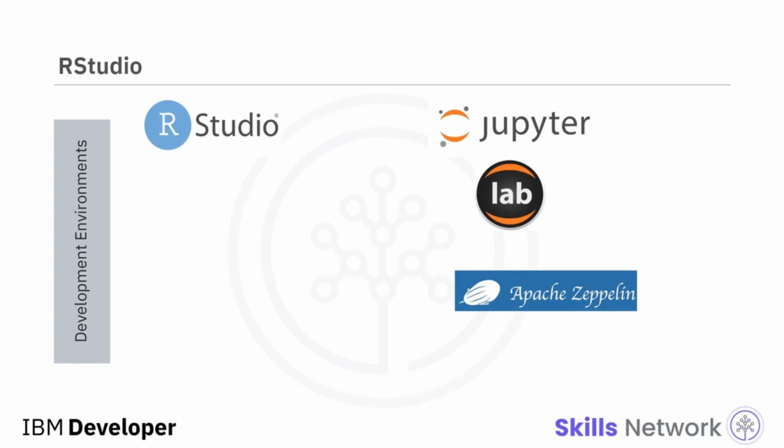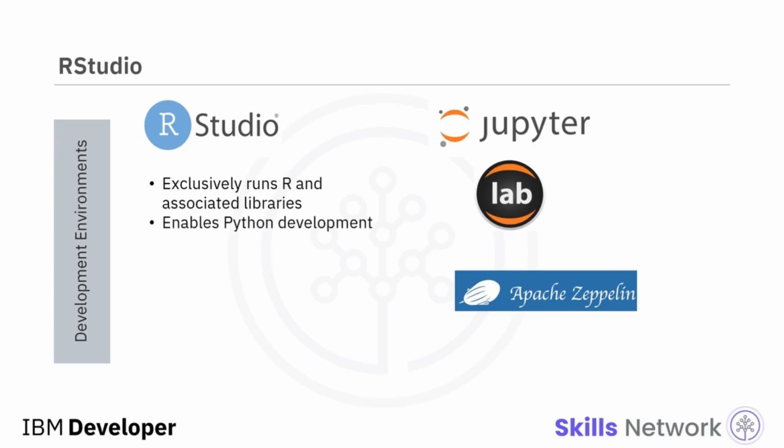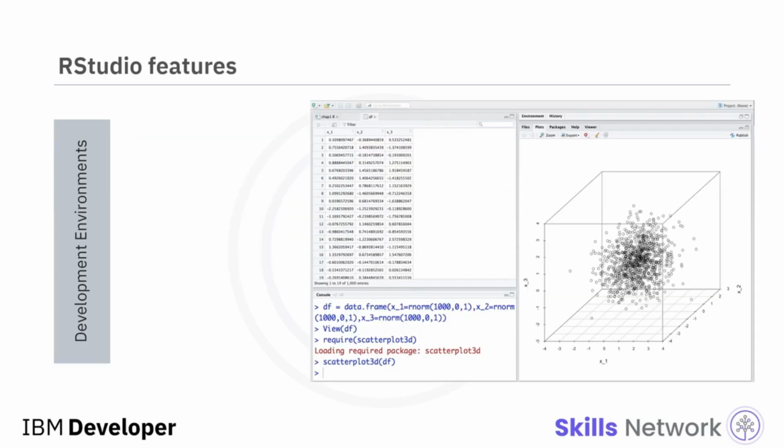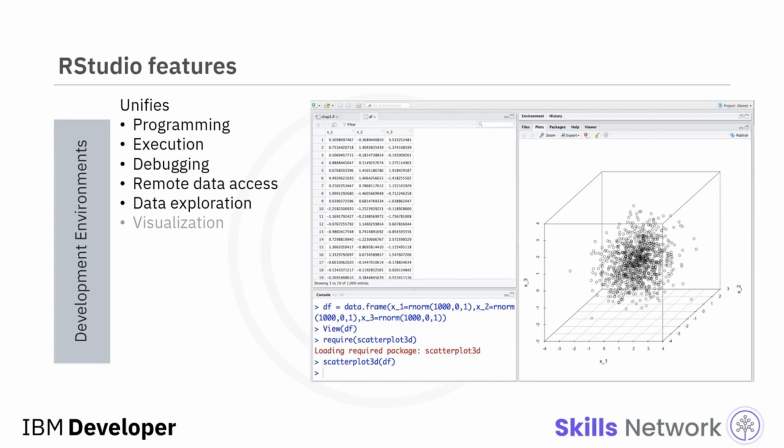RStudio is among the oldest development environments for statistics and data science. RStudio has its origins in the year 2011. It exclusively runs R and all its associated R libraries. In the R environment, Python development is possible. R is tightly integrated into the tool and provides optimal user experience. RStudio unifies programming, execution, debugging, remote data access, data exploration, and visualization into one tool.